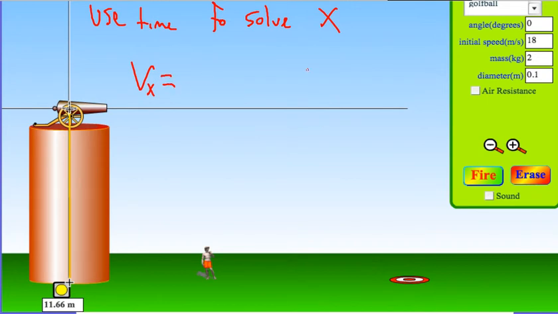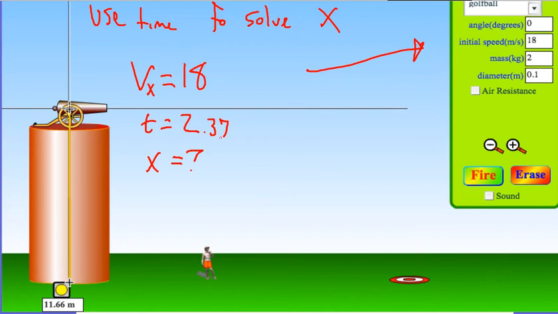Velocity in the x equals 18. T equals 2.37. Displacement, we don't know. But because acceleration is constant, x equals velocity in the x times time. Or 18 times 2.37.